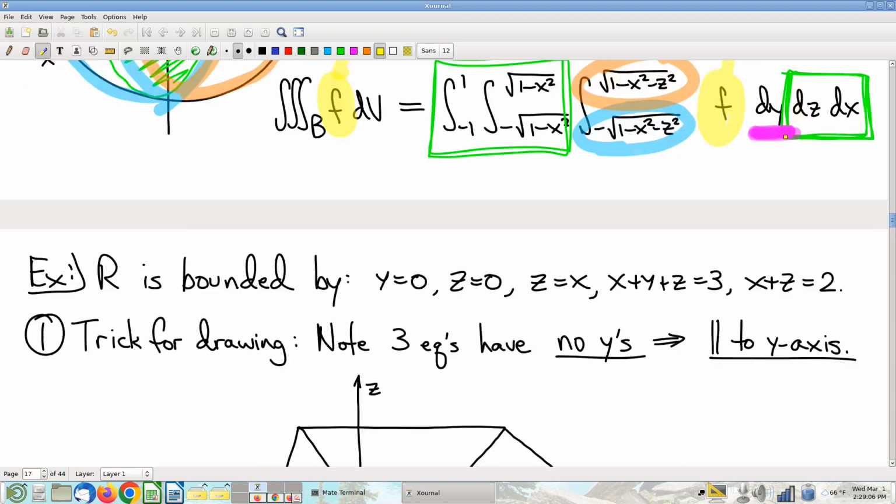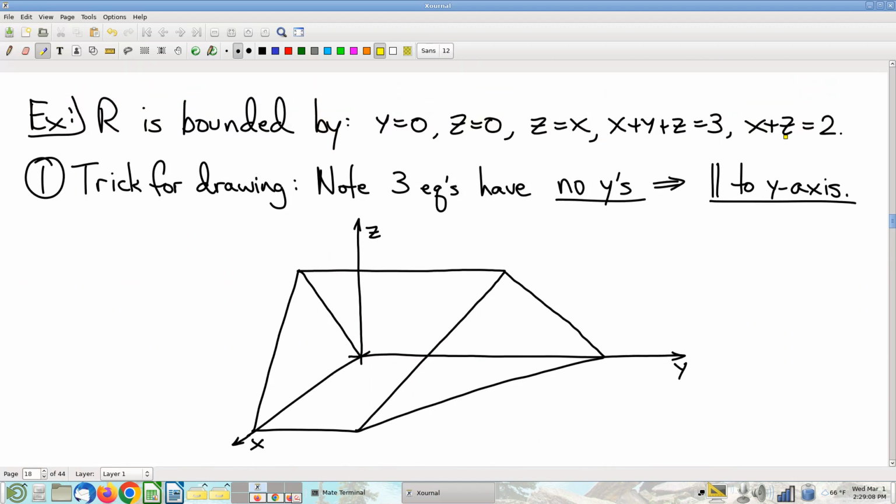Okay, next example. This is a toughie. I'm going to show you the trick that turns this very, very tough problem into not that bad. We actually foreshadowed this, whether we realized it or not, back in chapter 1 when we observed that if you have an equation that doesn't have any y's in it, the result is parallel to the y-axis. Y'all remember that fact? It was way back in chapter 1.